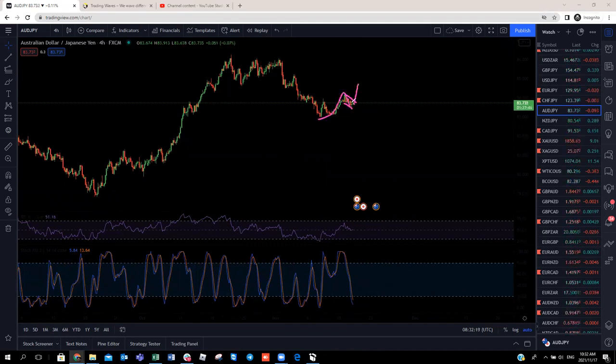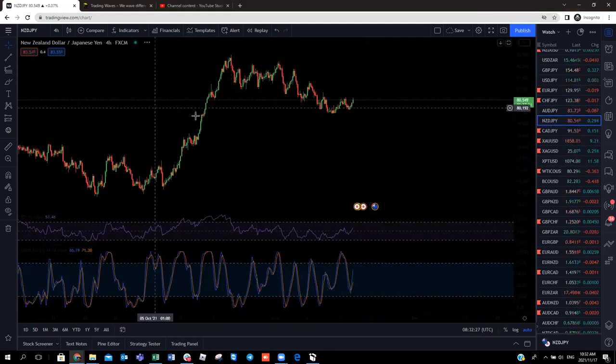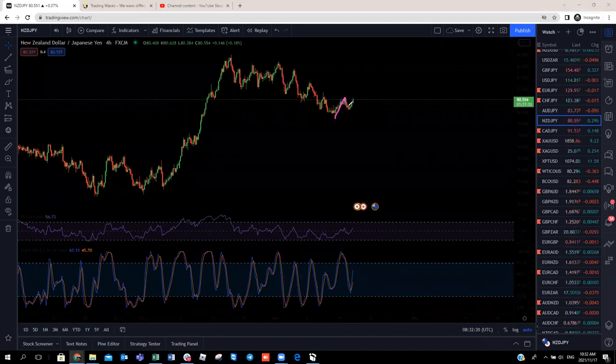That will be a 3-wave structure here. That 3-wave structure, then we will sell if that gets to that level. That is Aussie Yen, New Zealand Yen, the same, giving us a 3-wave structure on the 4-hour. We will be looking for this one to at least get back to this level.